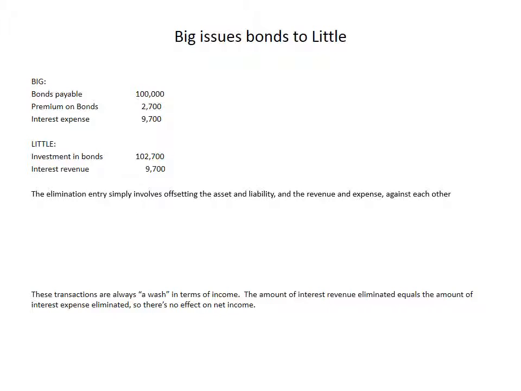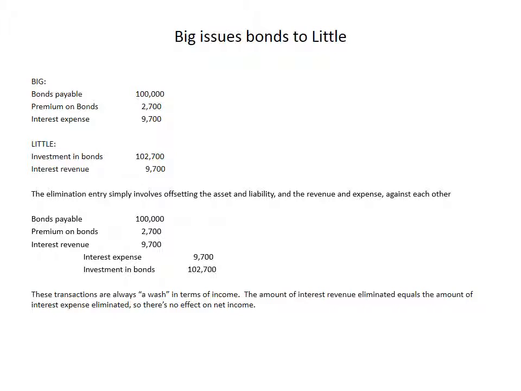The elimination entry simply involves offsetting the asset and liability and the revenue and expense against each other. So we'll eliminate the bonds payable and the premium on bonds with a debit. And we'll eliminate the investment in bonds with a credit, so there we're offsetting the liability against the asset. And at the same time, we offset the revenue against the expense.